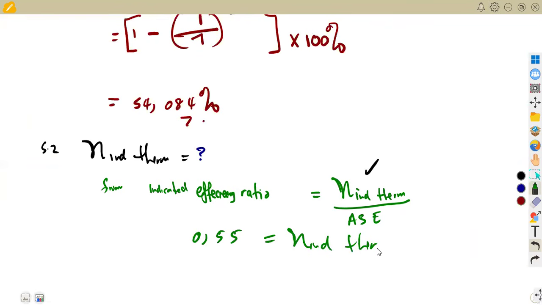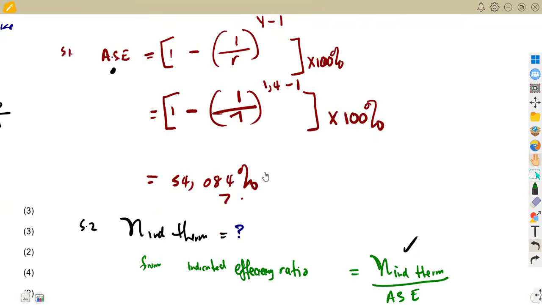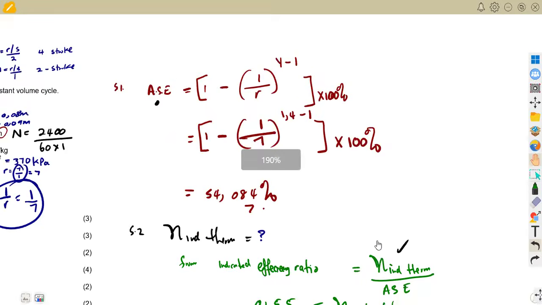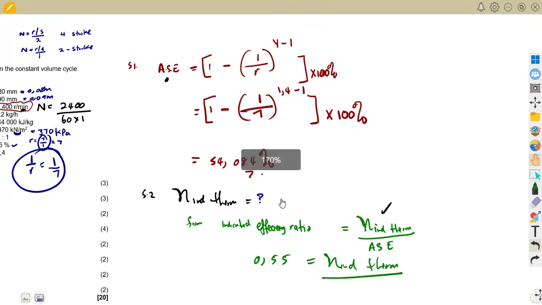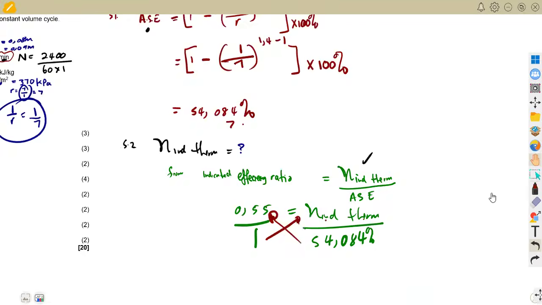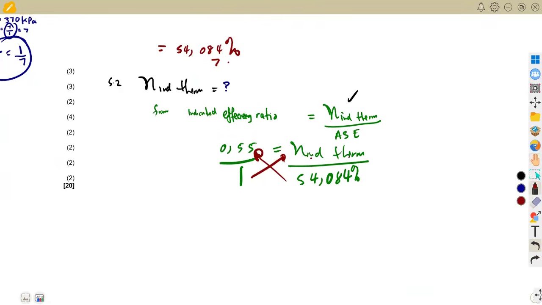The indicated thermal efficiency over our air standard efficiency, which is the one that we calculated here. You can write it either as a decimal or as a percentage. If you want your answer as a percentage, you're going to write this as a percentage. So I'm just going to use this as a percentage, 54.084%. This is the same as over 1. So I can calculate the indicated thermal efficiency.